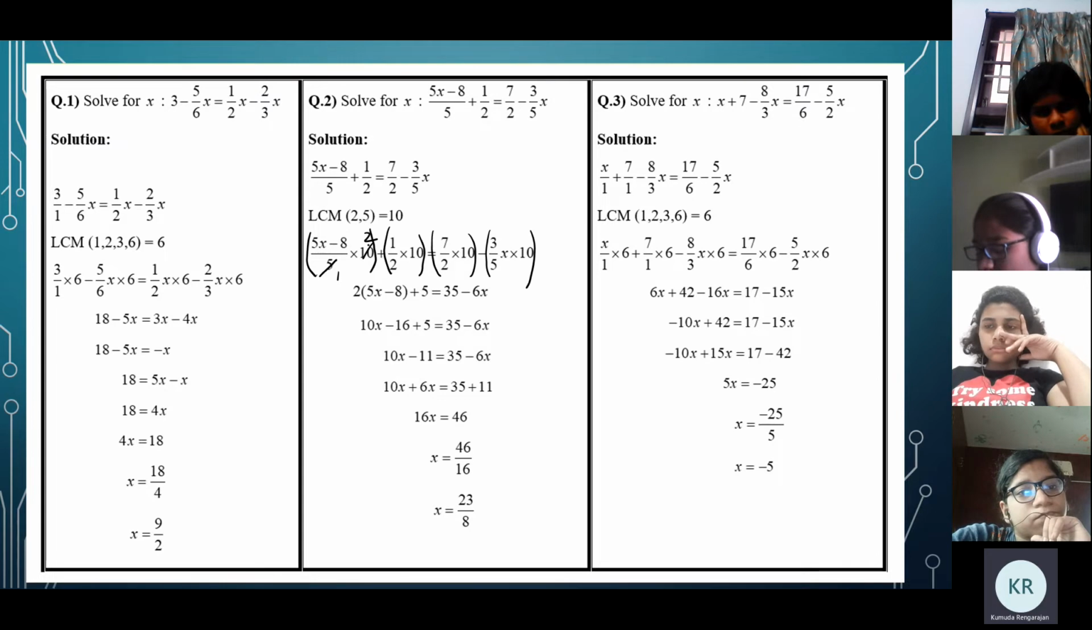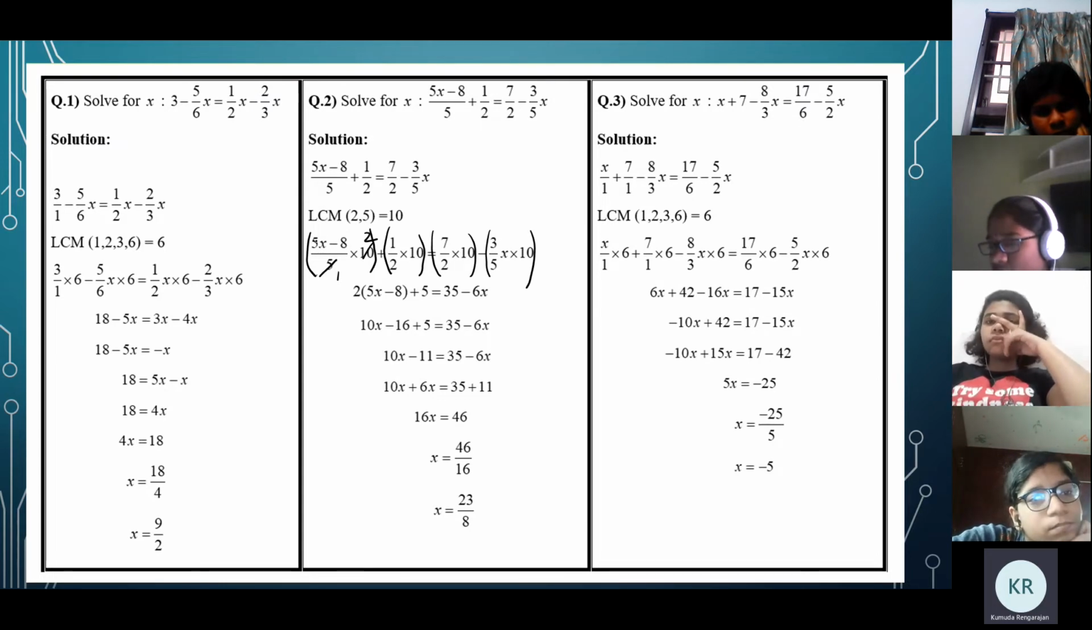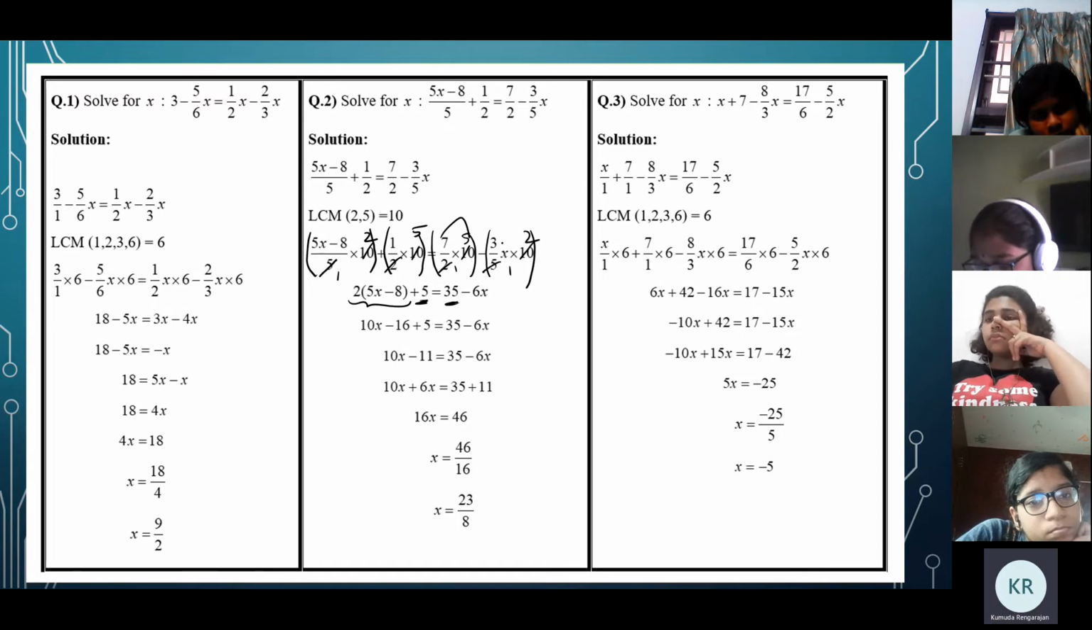So now we'll have to multiply the numerators. Denominator is 1. So we'll have to multiply the numerators: 2 into 5x minus 8. Here 5 into 1 is 5, so plus 5. 2 ones are 2, 5 sevens are 35. 35. 3x into 2 is 6x, minus 6x.